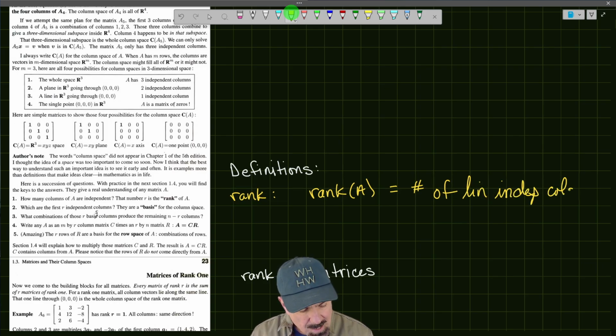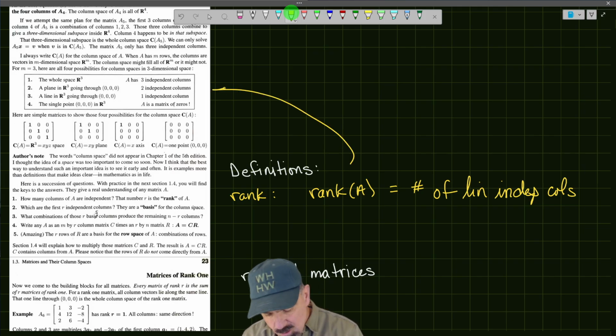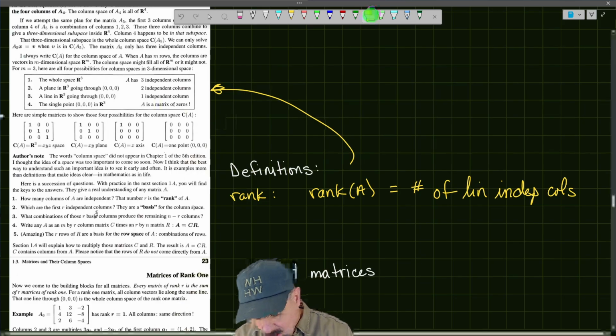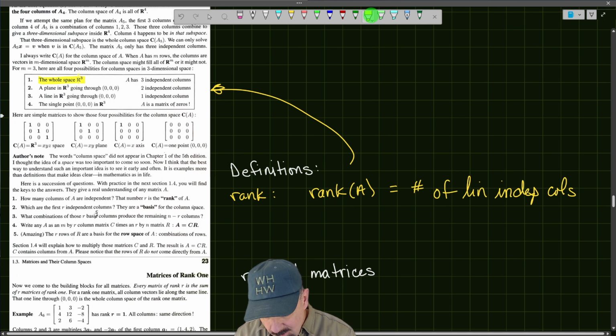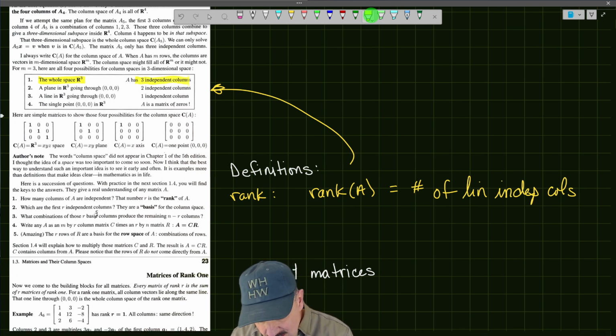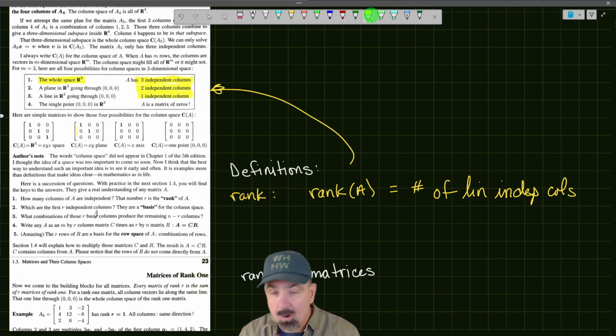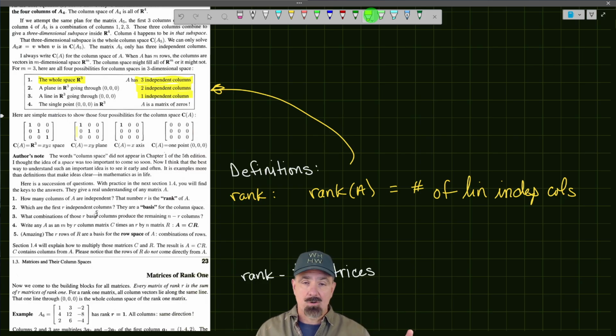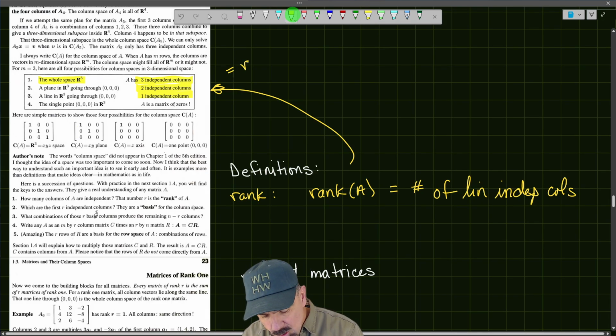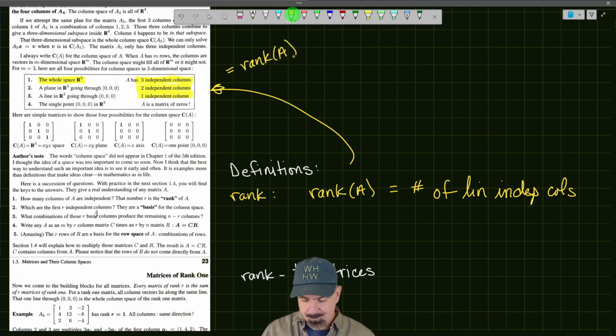columns. And this references back to the conversation he's having up here, where he talks about the possibilities for a 3x3 matrix. We could have 3 independent columns, 2 independent columns, 1 independent column, or if the matrix was all zeros, we would have 0 independent columns. So this number of independent columns is actually equal to rank. It would be the rank of the matrix under consideration.